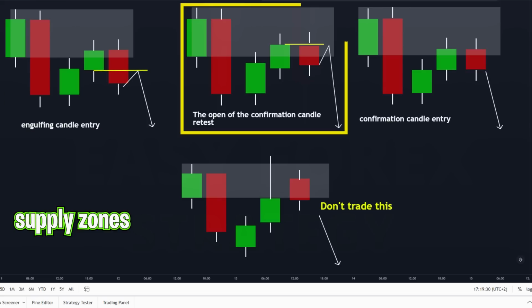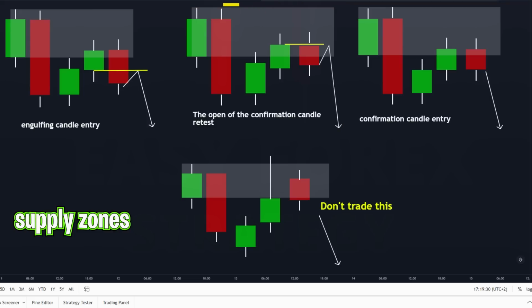On the second one, if the market doesn't close with a bearish engulfing candle on the zone, we will let the candle close. Then we will put our sell limit order on the open of the bearish confirmation candle. Like I said before, this will give you a lot of sniper entries.